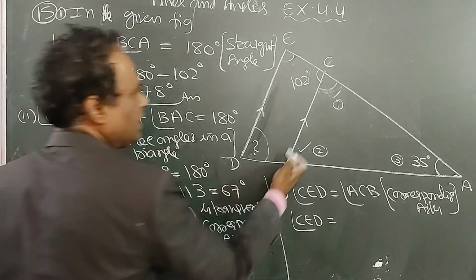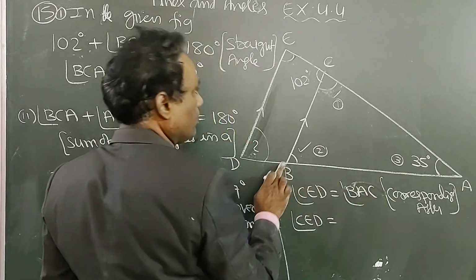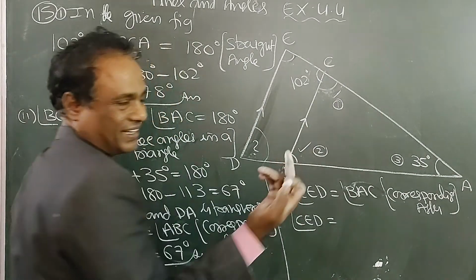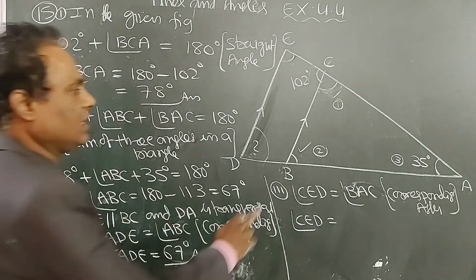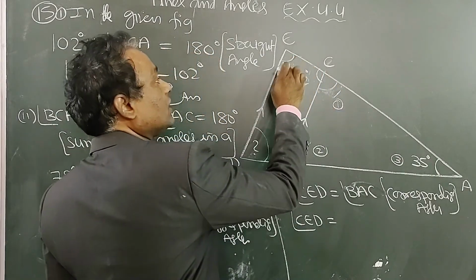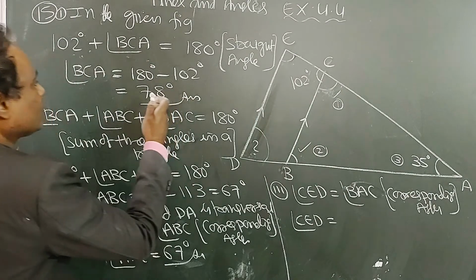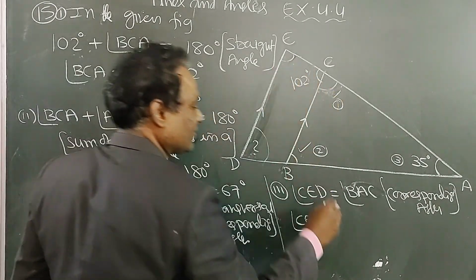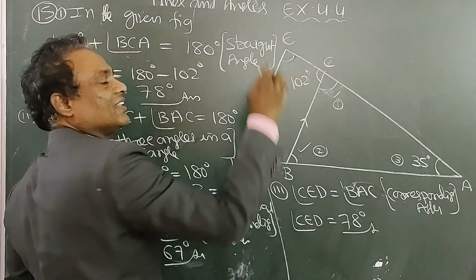BAC we can write, ACB we can write. Anyway we can write, because in the question it is already written as BCA. So this angle is equal to this angle, corresponding angles. So this is already 78. If this is 78, this is also 78.